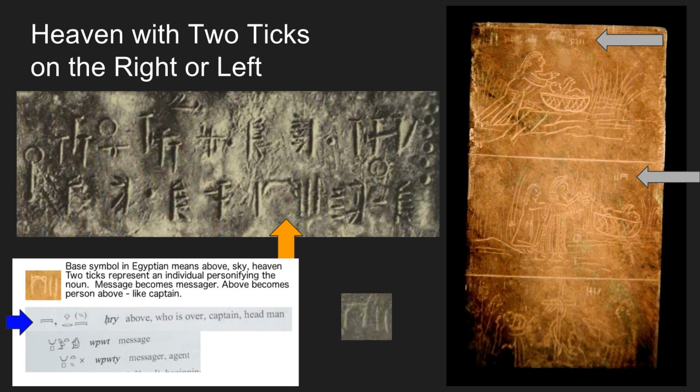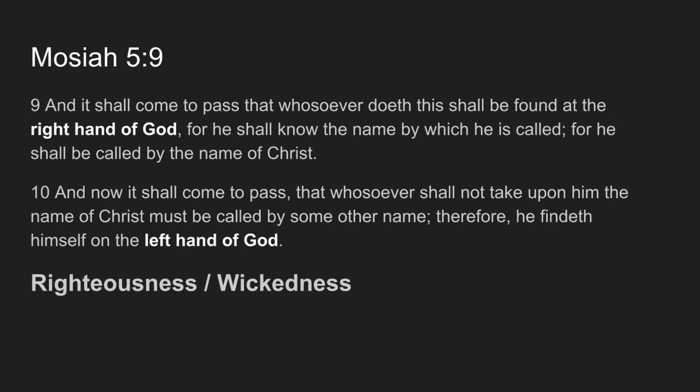As I contemplated the meaning of this symbol, I was driving home from the airport one night listening to the Book of Mosiah, and I came to Mosiah chapter 5, King Benjamin speaking: and it shall come to pass that whosoever doeth this shall be found at the right hand of God. For he shall know the name by which he is called, for he shall be called by the name of Christ. And now it shall come to pass that whosoever shall not take upon him the name of Christ must be called by some other name. Therefore, he findeth himself on the left hand of God. Another definition for the symbol, I think, is righteousness or wickedness.